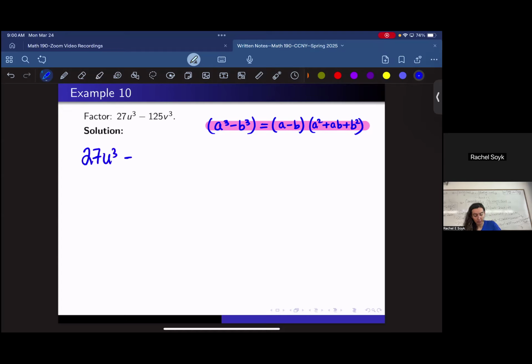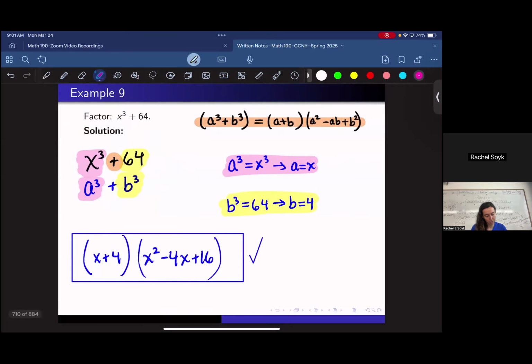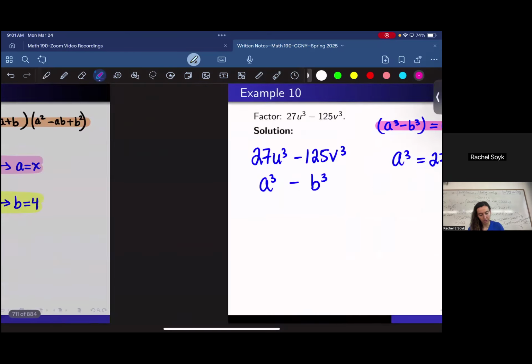Now we're going to identify what our a cubed is. And our a cubed is just our 27 u to the third, which tells us that our a, well, what's the cube root of 27? 3. And what's the cube root of u cubed? It's just u. I'll use the same a and b colors. It's light pink and yellow.